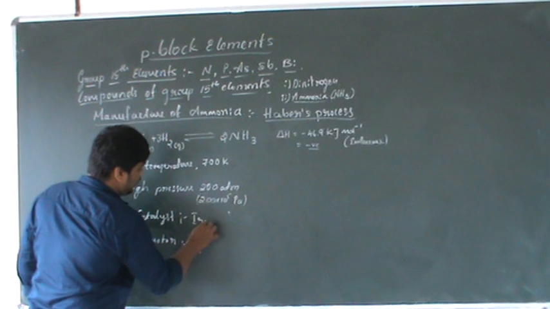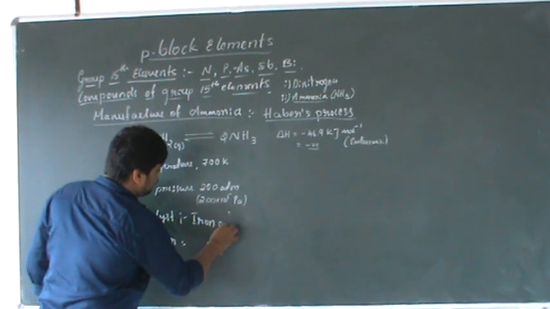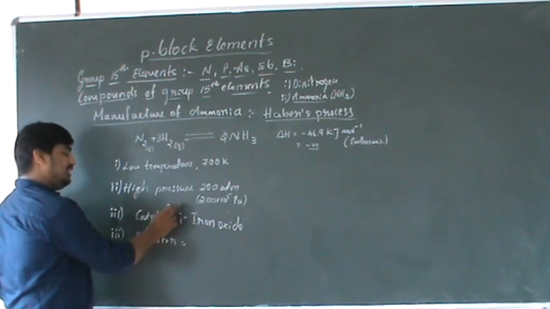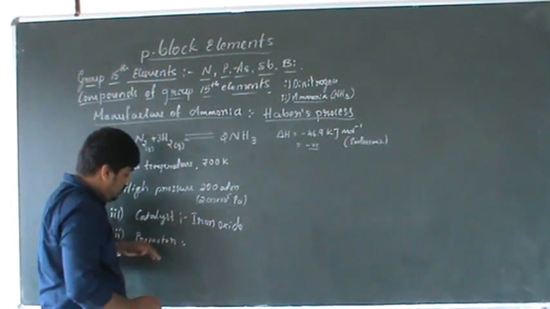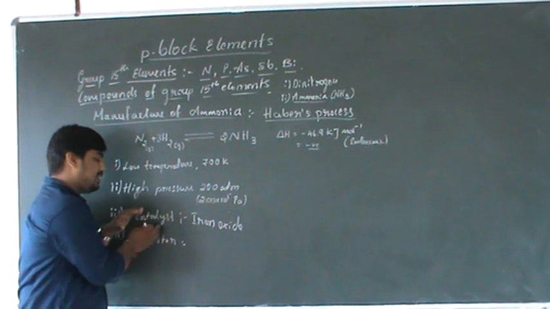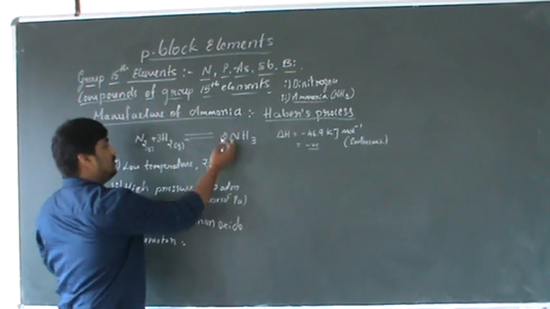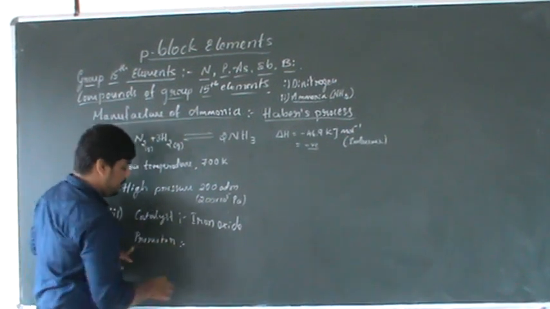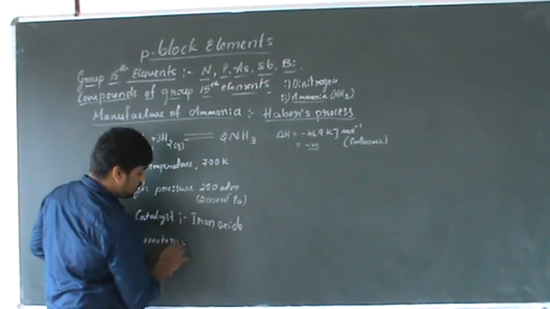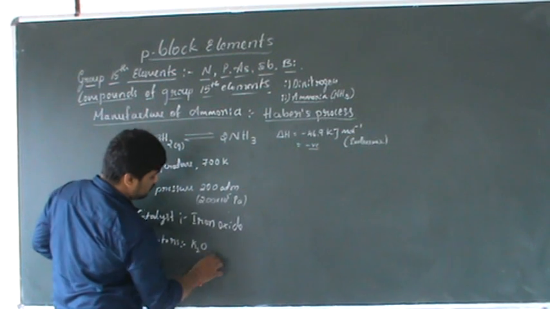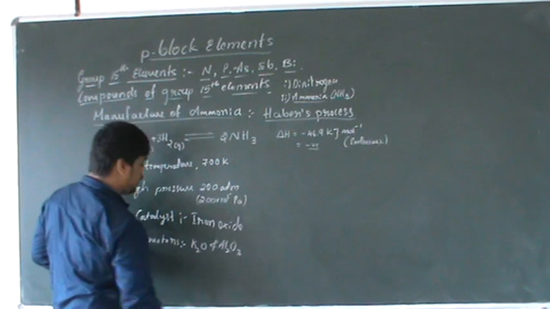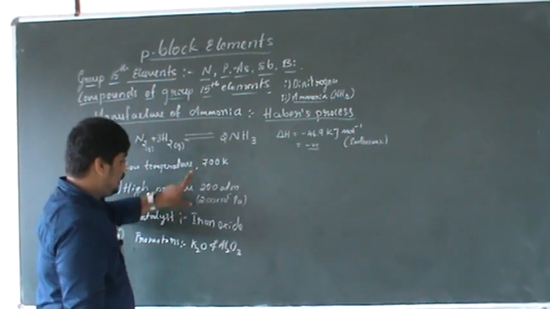The catalyst is iron oxide. Next, the promoter. The role of the promoter is to increase the activity of the catalyst. When the catalyst is activated, it increases the production of the product. Two different promoters are used: potassium oxide and alumina, Al2O3. Okay, these are the things required.